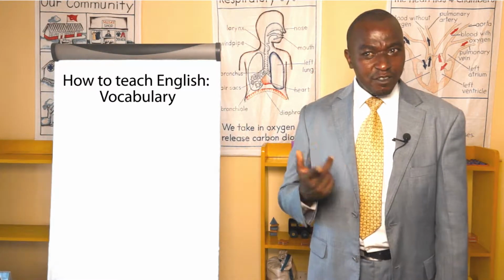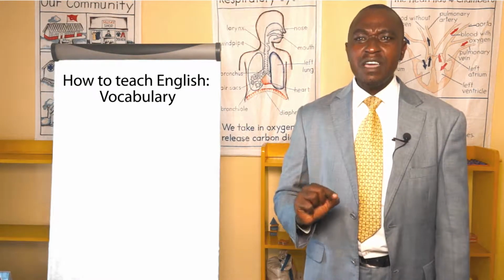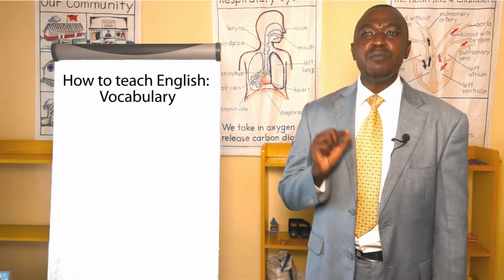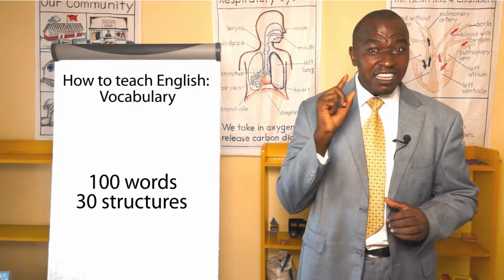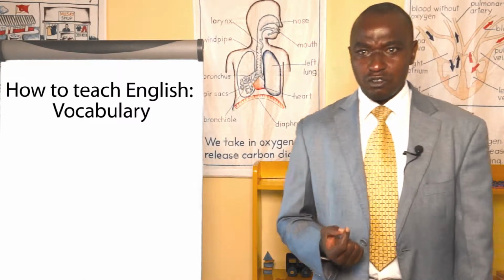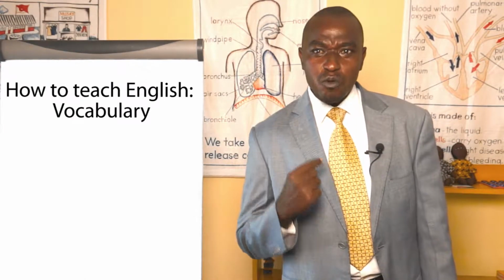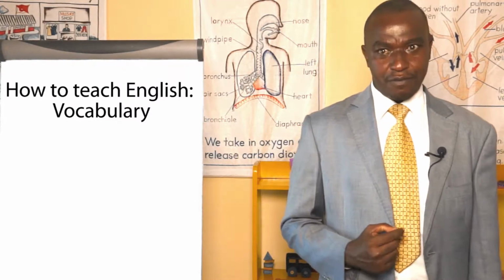The expectation is that by the end of P1, pupils will have a working vocabulary of more than 100 words and 30 structures. The P1 English vocabulary is functional, and the words taught are common words that children come into contact with in their daily life.